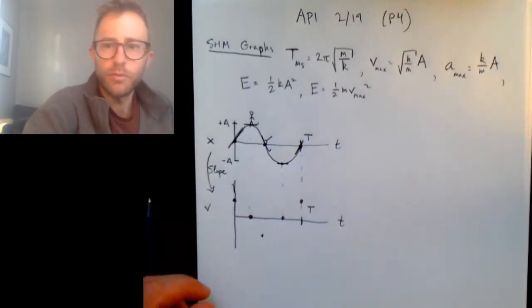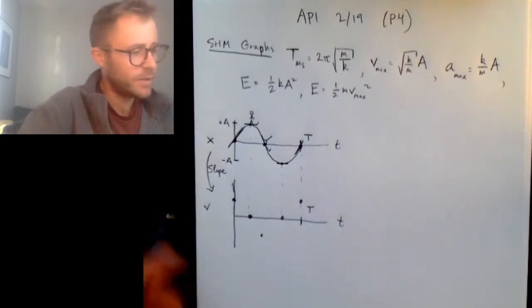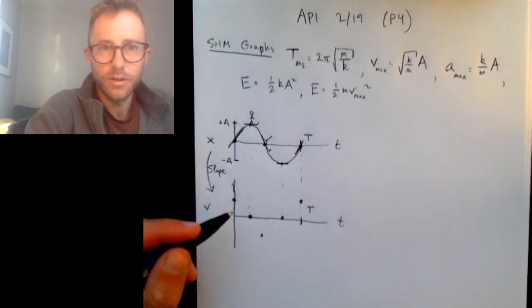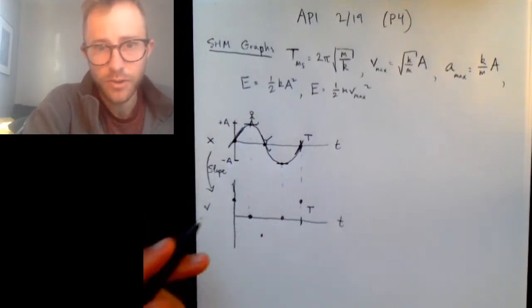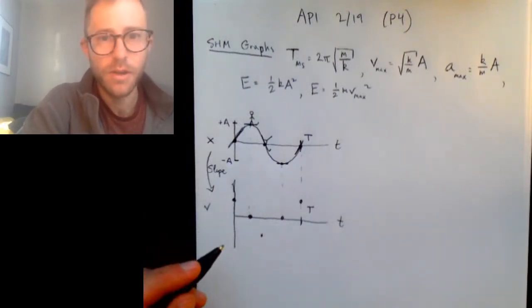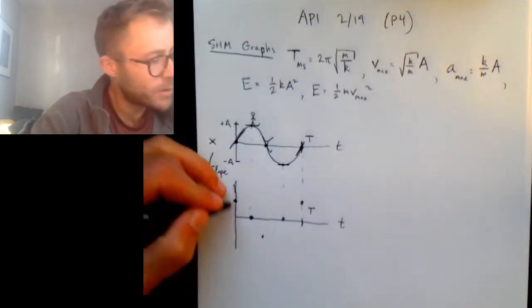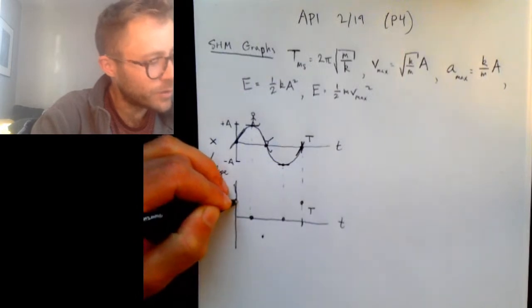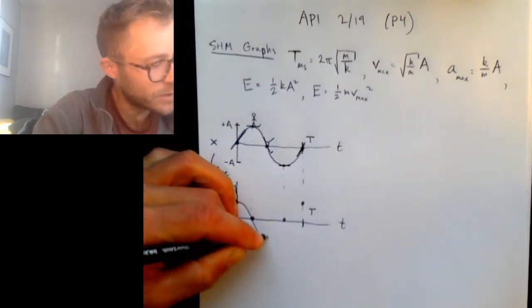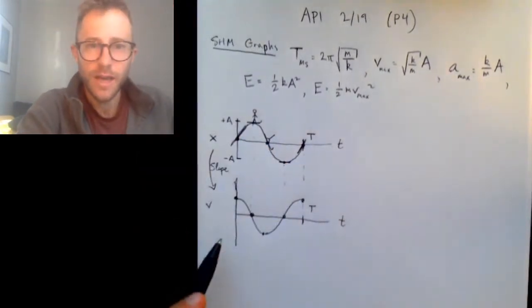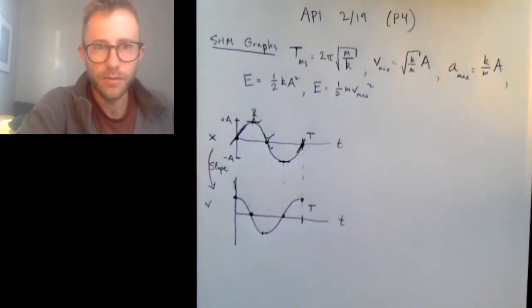Now that I have 5 points, I'm just going to connect the graph with a trig function. This looks like cosine to me, so I'll smoothly connect it like that. And that is going to be the shape of the velocity time graph.